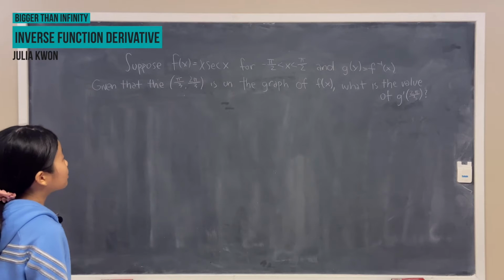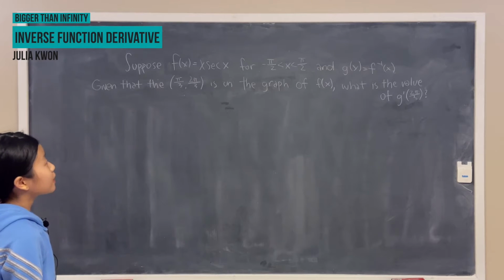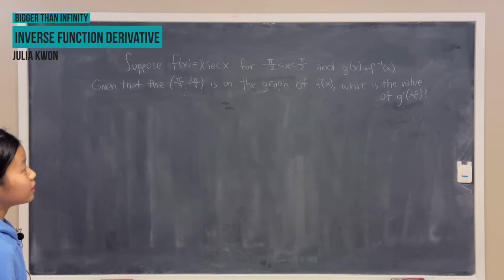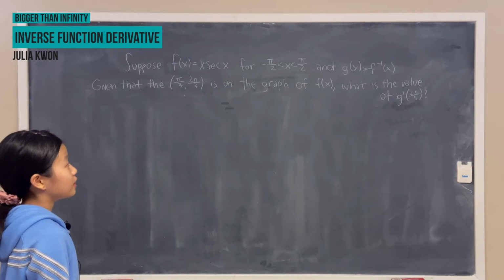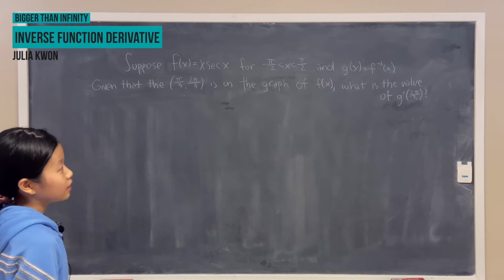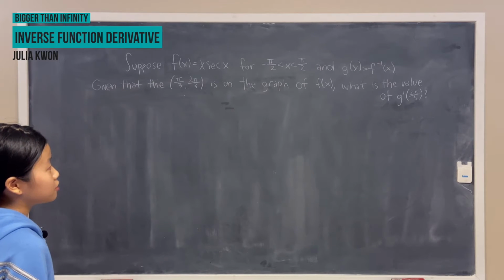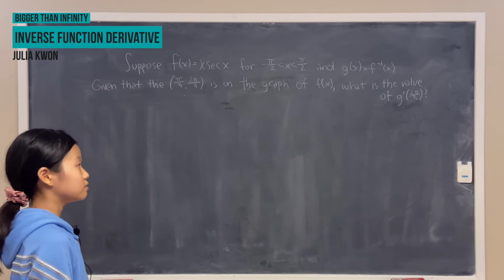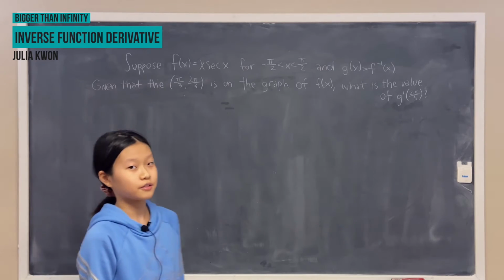So it says, suppose f(x) is equal to x times secant x for when x is between negative pi over 2 and positive pi over 2, and g(x) is equal to the inverse of f(x). Given that the point pi over 3 comma 2 pi over 3 is on the graph of f(x), what is the value of the derivative of g at 2 pi over 3?